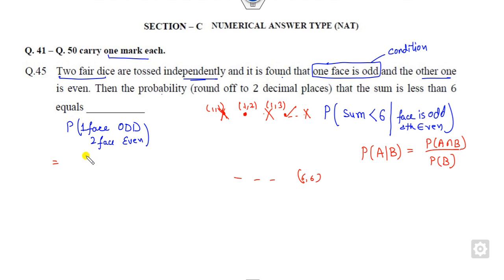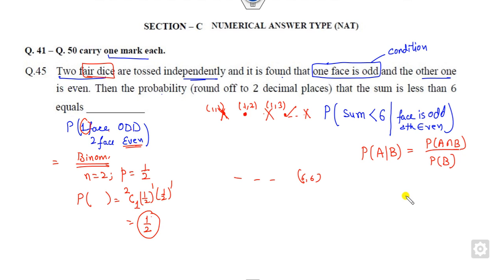Otherwise, you can apply the binomial distribution. That's very simple. What is the number of dice you have? 2. So I can consider n is 2. I can consider the probability of even dice, so the number of even dice is 1. So what is the probability of this part? This is nothing but 2C1 times half raised to power 1, times half, because we need one face even and one face odd. So that is half. So the denominator is half.